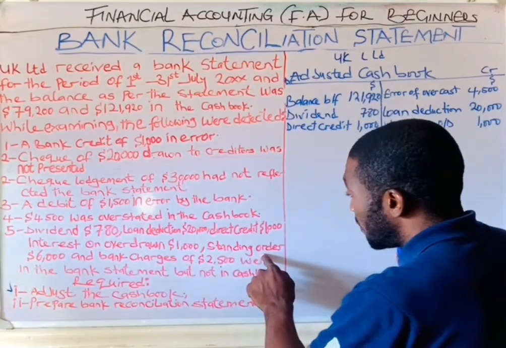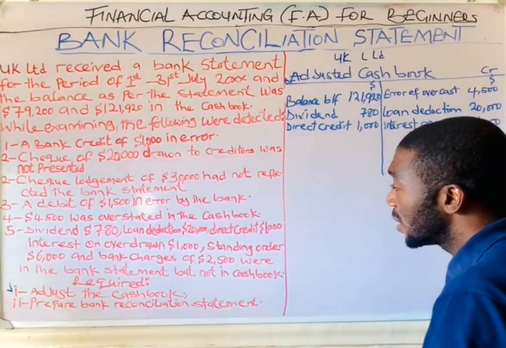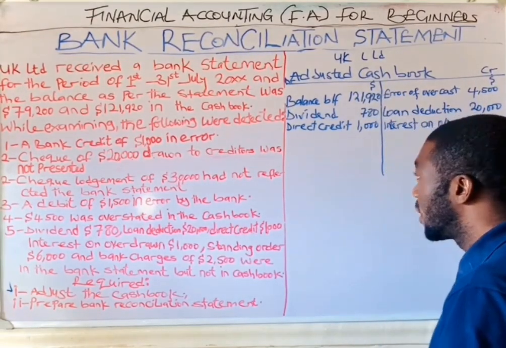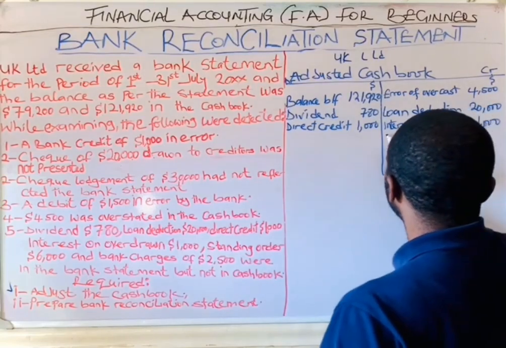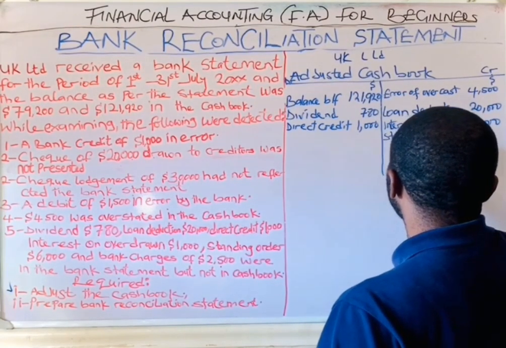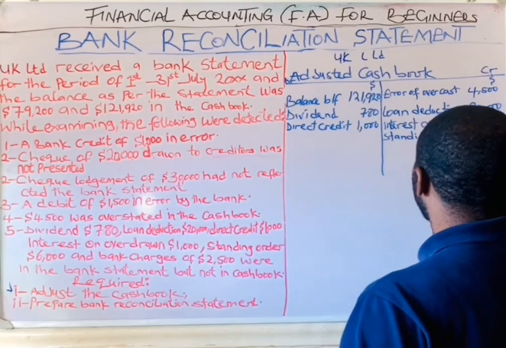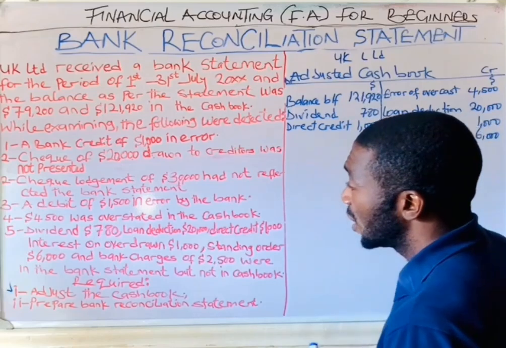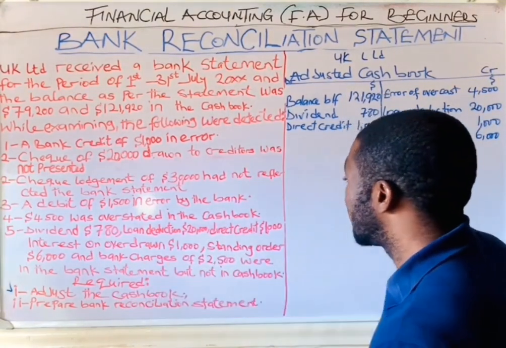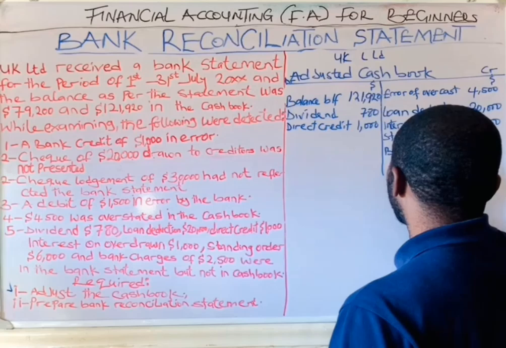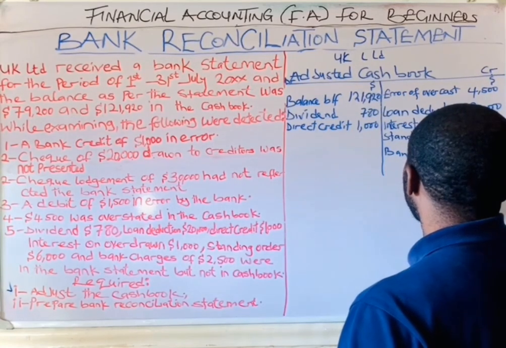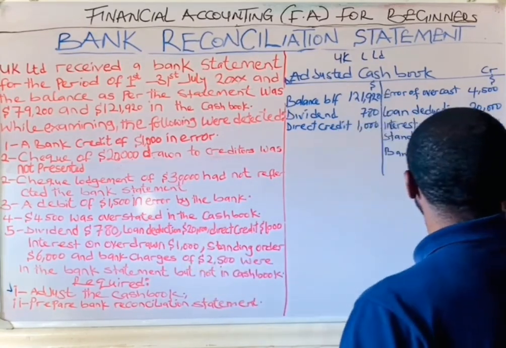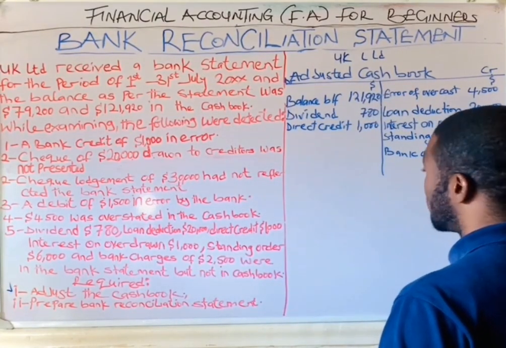Then standing order: you have given the bank an order to be making a payment, so it will reduce your bank account as well. Come to your cash book and reduce your cash book balance. Standing order is very simple, and the standing order is $6,000. So let's continue. And the bank charges are reducing your account, both in the bank and in the cash book, $2,500.